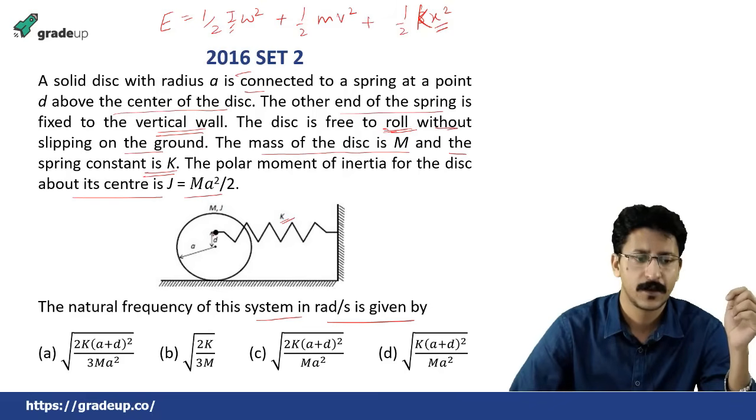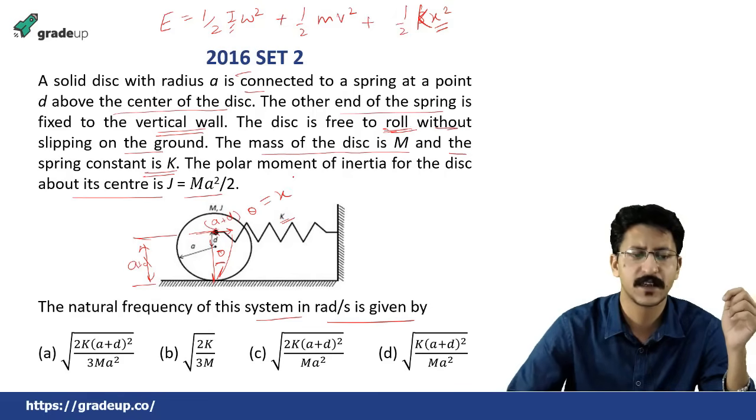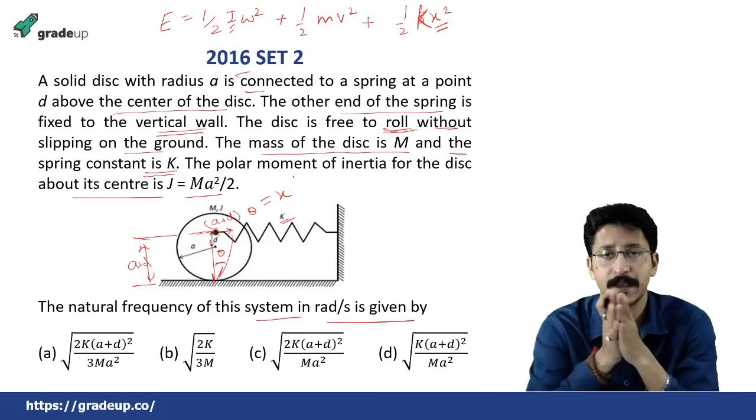change. See, if this is a plus d, this whole distance from here to here is a plus d, and if this spring rotates by some angle theta, then this distance will be equal to a plus d theta. So this a plus d theta is nothing but the stretch in the spring, that is equal to x.